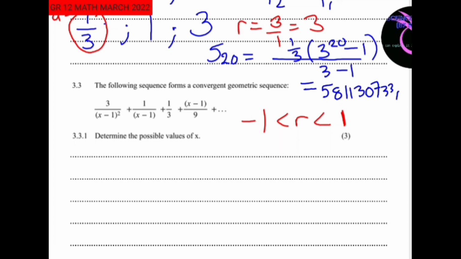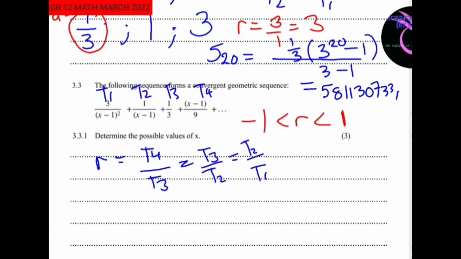What if we found out what r is, and then we substitute into this expression and see if we can solve that quadratic inequality? Generally, we know that r is the same as T. We've got T1, T2, T3, and T4. So r can be T4 over T3, T3 over T2, or T2 over T1. They should give us the same ratio. I'm going to choose to work with any of these ratios.